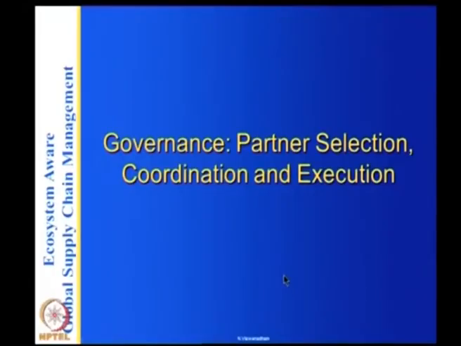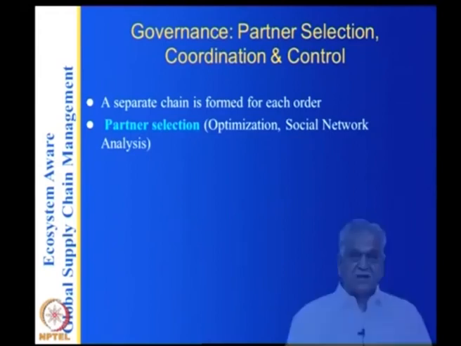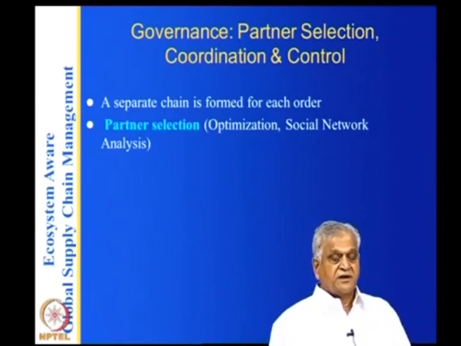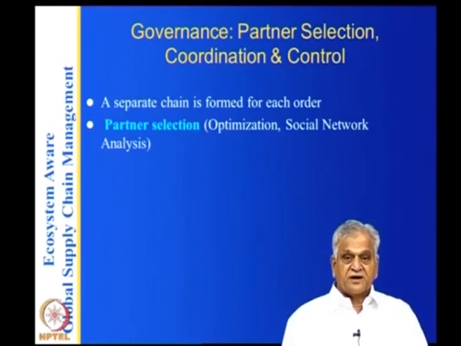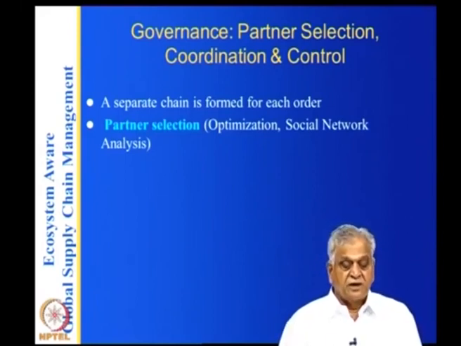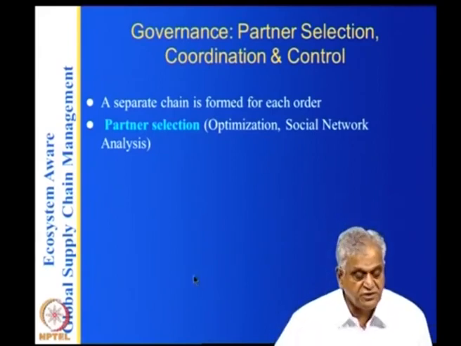Ultimately, we have seen in several situations that the execution, or the online control, is an important part of this. Basically, a separate chain is formed for each order. For example, when you are talking of a green supply chain, if you are a global cement company and your order comes from a particular country, with supply and demand changes in various countries, then you have to select your partners: which plant you are going to produce the cement in, who your logistics partners are, and how you are going to transport and meet the demand.